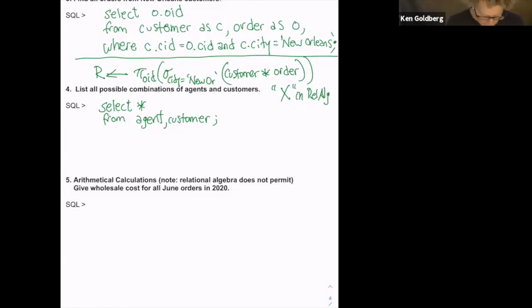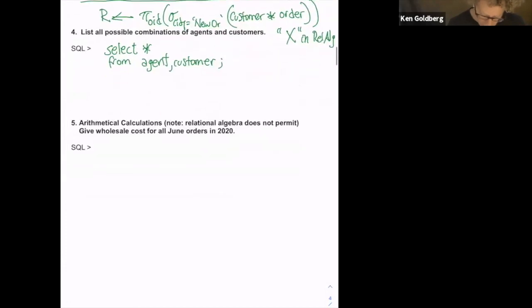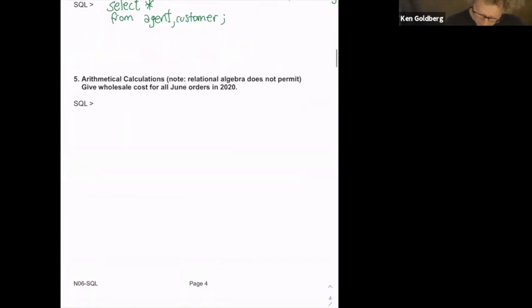Okay. Now let's go on to the next one, the arithmetic calculations. Now, Professor? Let's say, yes? I actually had a question on number 4. Is that different, this query, so like all from agent customer, is that different from an outer join, or are they synonymous essentially? Yeah, this is actually very similar to an outer join, yes.